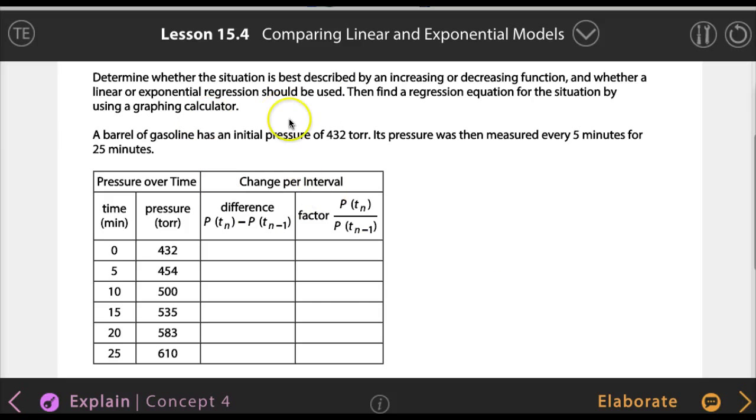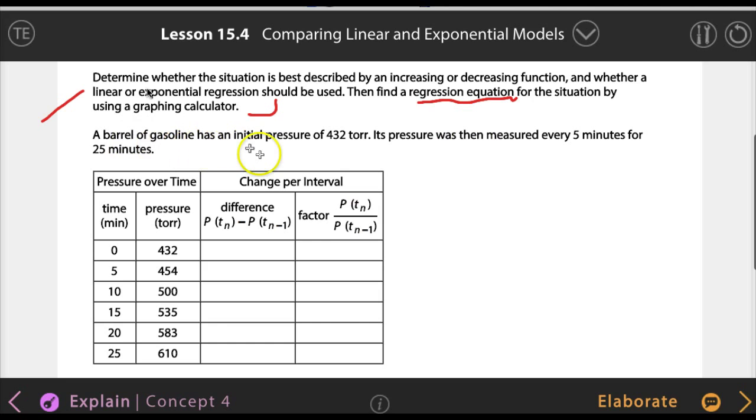Alright, so let's see. Determine whether the situation is best described by an increasing or decreasing function and whether a linear or, if you remember, linear means just like a line like this, or exponential regression should be used. Why is the 0 here? Anyway, exponential regression is like this. Then find the regression equation. Okay, so you have to come up with an equation in the end, okay?